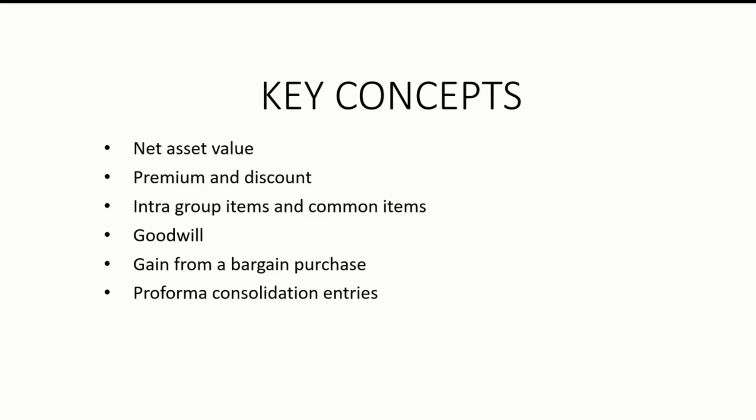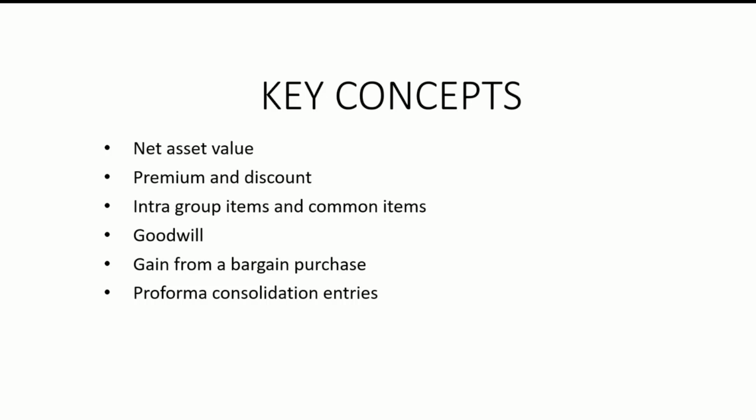In other words, if the company is worth 100 Rand and I decide to pay 150 Rand, how do I account for that? Or if the company is worth 100 Rand and I decide to pay 70 Rand for it, how do you account for that? We will look at intra-group items and common items.